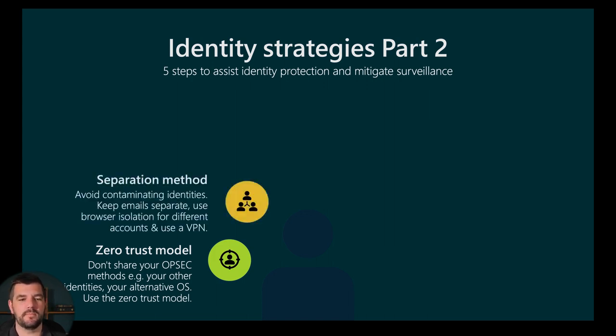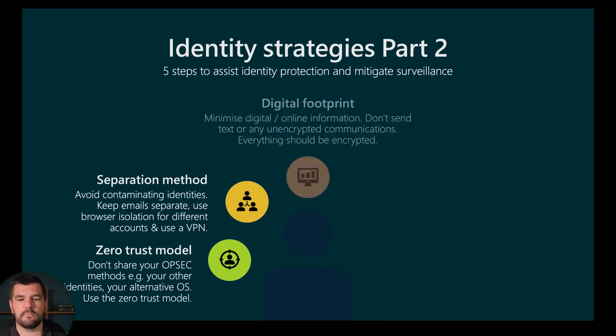The separation method. Avoid contaminating identities. First point is we want to keep our emails separate and our communications separate. Use browser isolation. If you're wanting to log into a secure email, you could have a browser just for that, and then the other browser you can use for your regular web browsing. That would be an example of not contaminating identities. We want to minimize our digital footprint and our online information. So don't send text or unencrypted communications. In fact, everything that we do, as much as possible, should be encrypted.